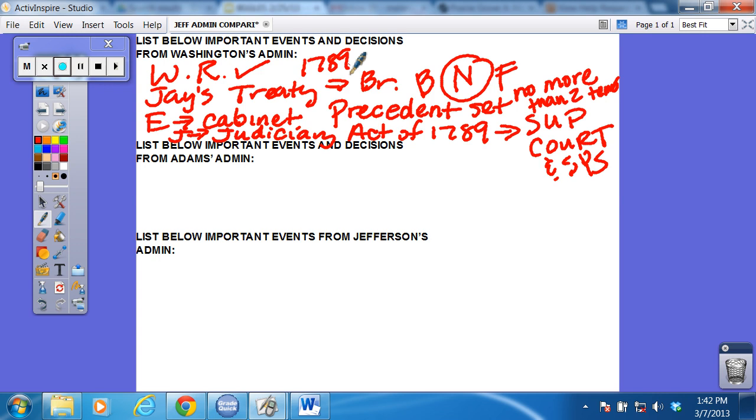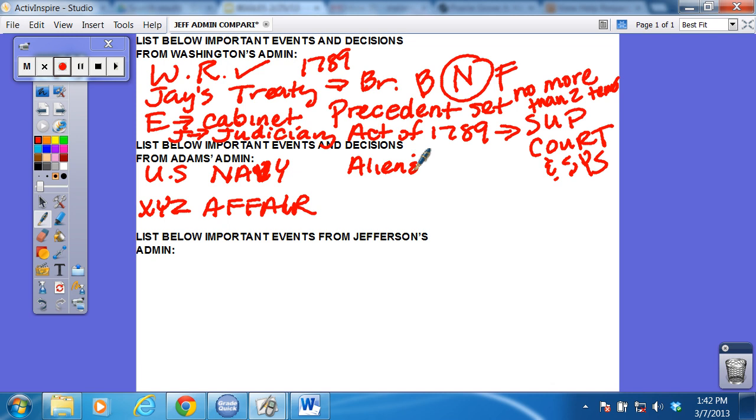Okay, so let's go ahead and get to John, okay? So, John Adams. Chinch, give me something for John Adams. The U.S. Navy, he creates it. Yes, that is correct. Soto, John Adams. He was involved in the XYZ affair. Yes. Yeah. XYZ affair. All right, Lamont. Yes. All right, Sam.